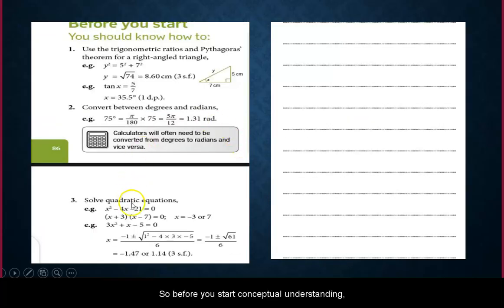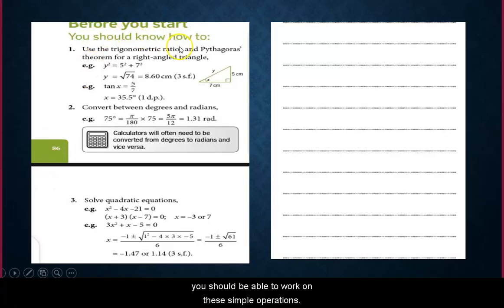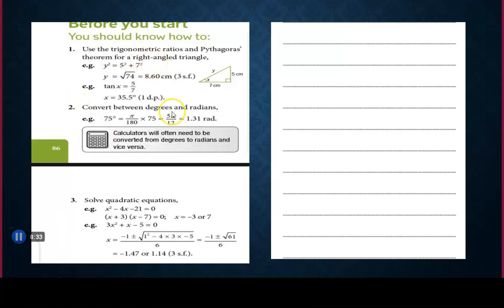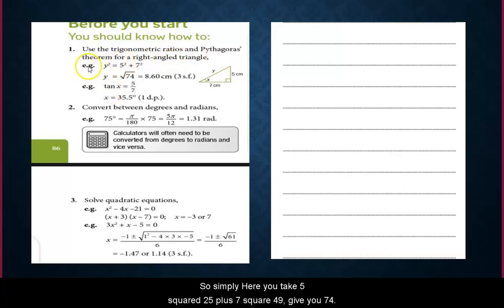So before you start conceptual understanding, you should be able to work on these simple operations. Again, this takes you back to what we did earlier in circular measures using the Pythagoras theorem. Here, use the trigonometric ratio and Pythagoras theorem for a right-angled triangle. Simply take 5 squared, 25, plus 7 squared, 49, which gives you 74. Take the square root of that so that you are able to find y.